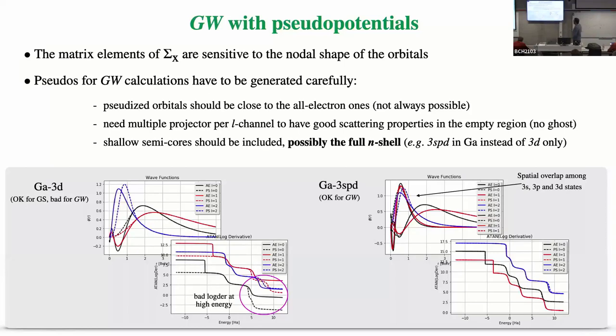So this pseudo is supposed to give more accurate and reliable results in the GW calculation, also because we can really go high in energy without having spurious effects, what we call ghost states.